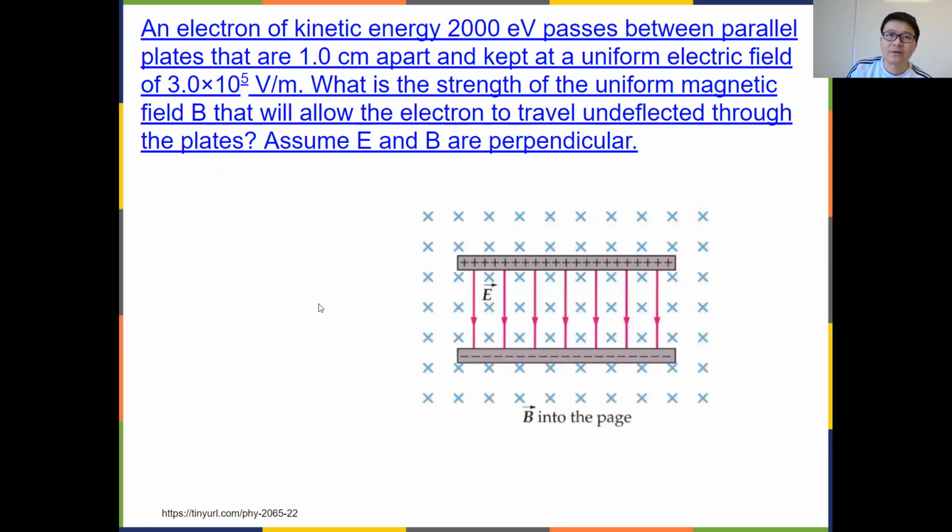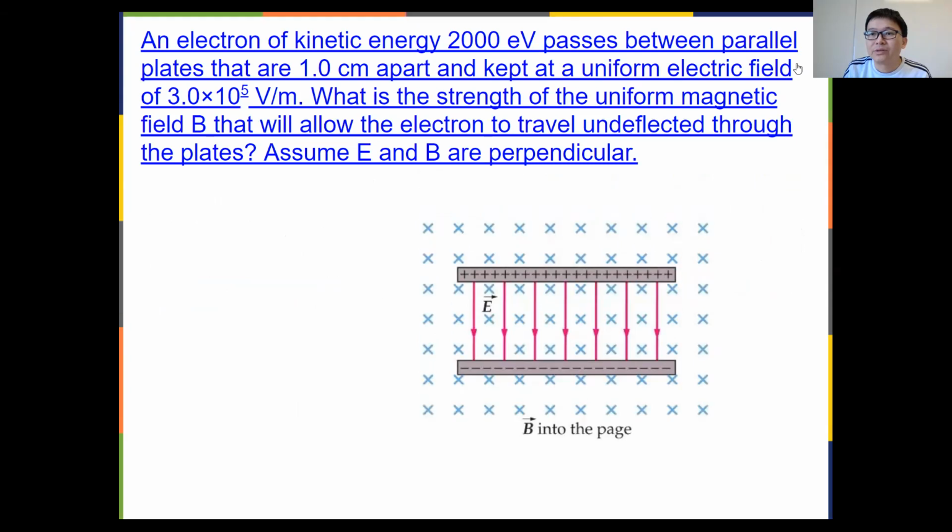All right, so let's take a look at an application of the velocity selector. This problem says that the electron of kinetic energy 2000 eV. And this bar is blocking my view. Let me just stop, because we are going to see the work on the paper anyway. Okay. All right.